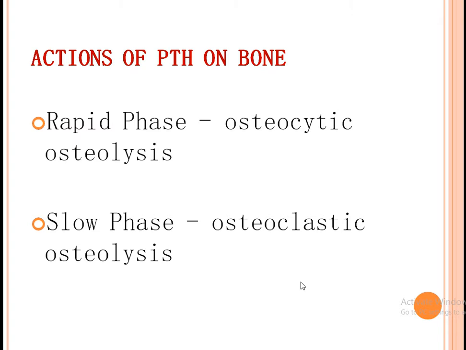On the bone, the effect of the parathyroid hormone may be described in two phases, the rapid phase and the slow phase. The rapid phase occurs due to osteocytic osteolysis and the slow phase due to osteoclastic osteolysis. We will discuss these in detail one by one.